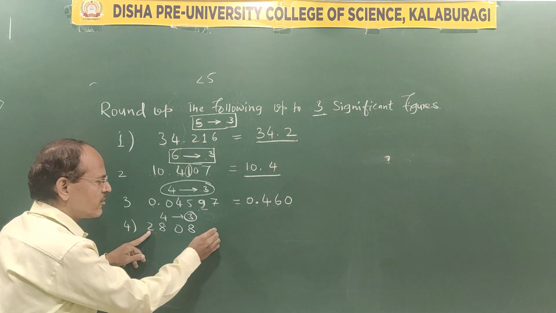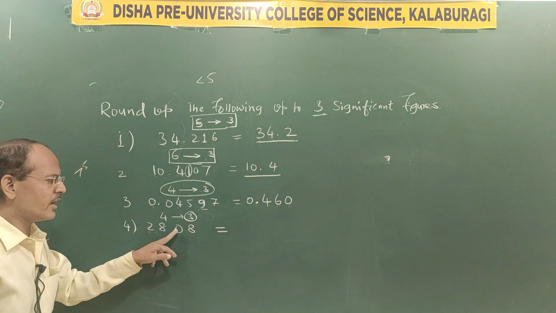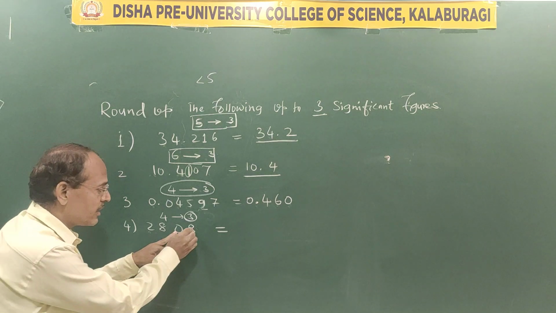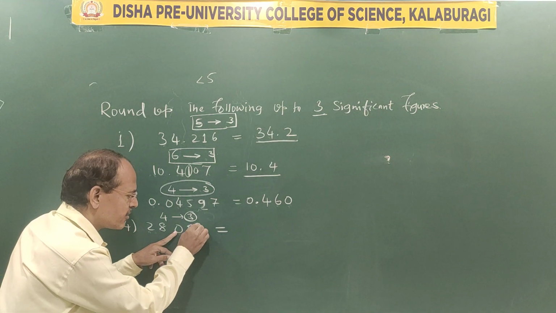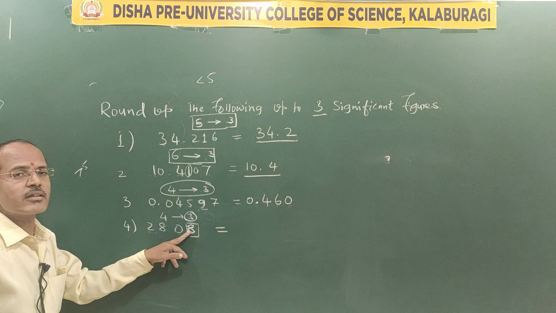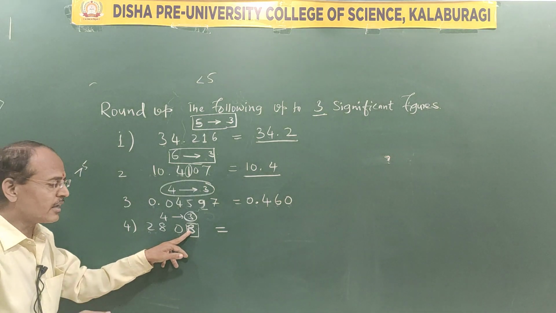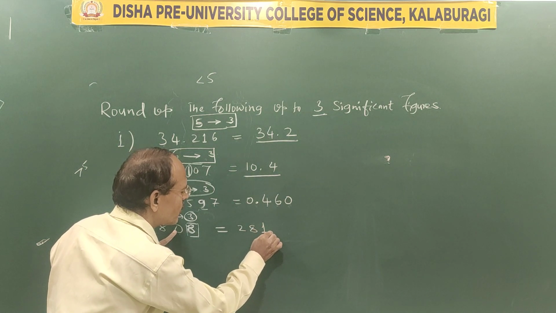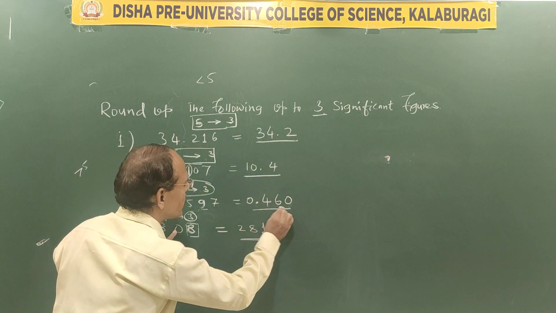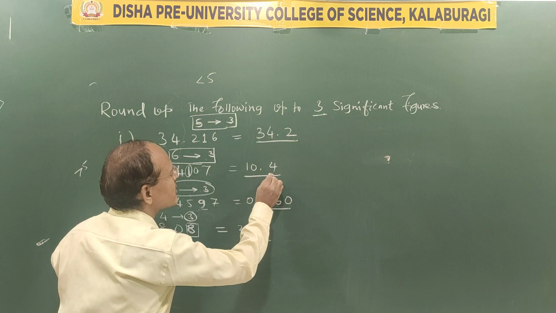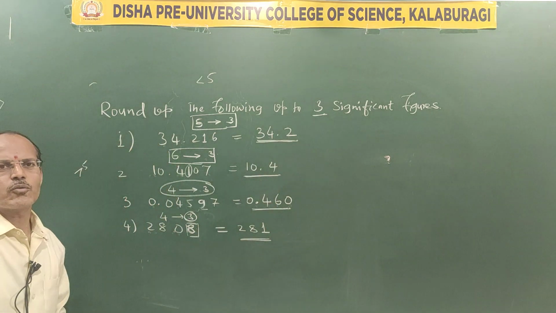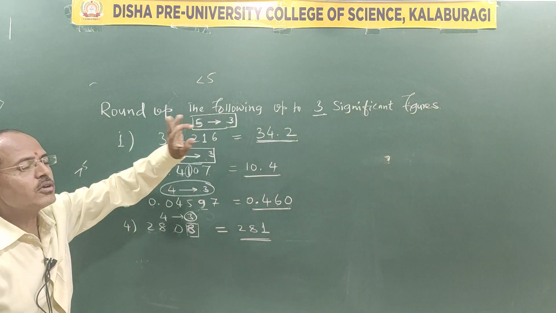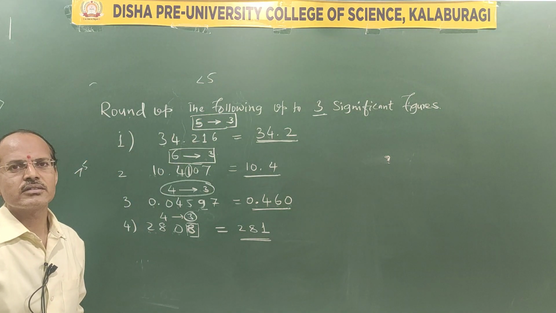So the next one, 4 to 3. Yes, very simple. 2808. Up to here I have to go, and here it is 8. This digit should be removed. It is greater than 5. When it is greater than 5, they should be increased by 1 unit. So I can write 281 for this, 0.460 for this, this is 10.4 and this is 34.2. So this is all about rounding off the following up to 3 significant figures.